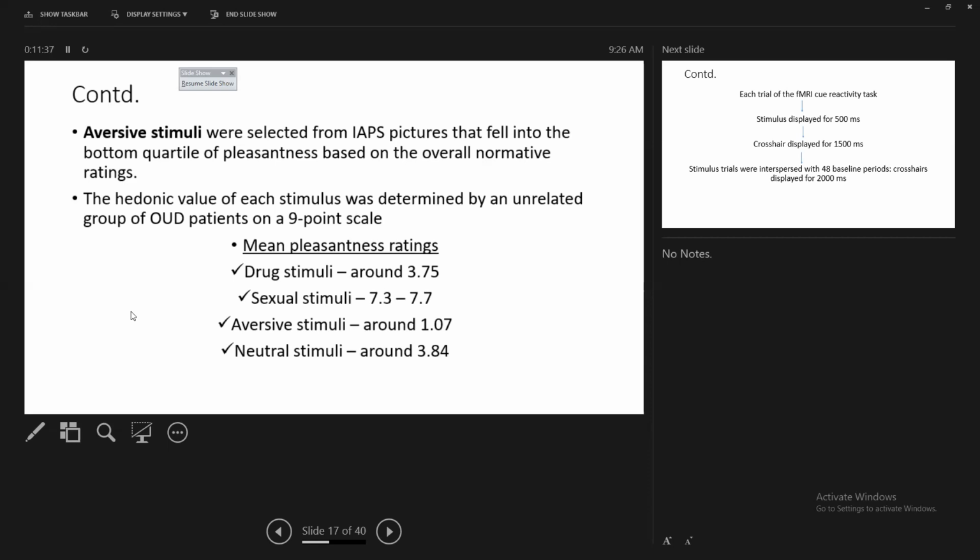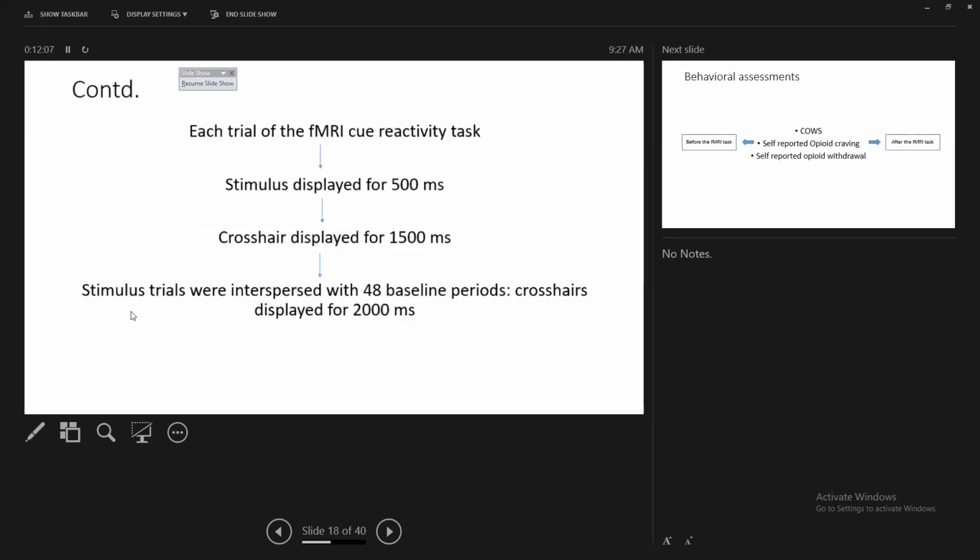Sexual stimuli was much higher in pleasantness, 7.3 to 7.7, and aversive stimuli were around 1. And drug stimuli and neutral stimuli were actually given the same rates of pleasantness by other opioid use patients, which was very strange to see, because the opioid use patients are giving the same rating to the neutral and the drug use stimuli. This was an unrelated group of patients. Maybe you would have skipped this part while reading your article. This was done separately. Okay, this is still not the main part.